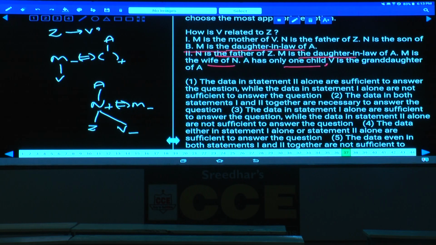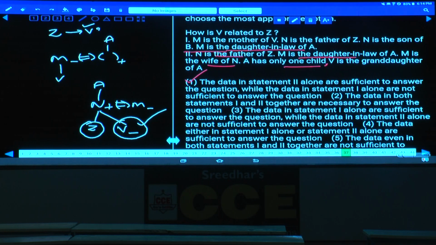Then how is V related to Z? Now related to this Z, any gender here? Z can be either the brother or the sister of V. Are you getting the answer or not? Now the question is about V rather than Z. If the question is about Z, the answer cannot be identified. Z can be either the brother or the sister. But as here, V is the sister of Z. Only 2 alone is sufficient. Only 2 alone, that is choice 1.